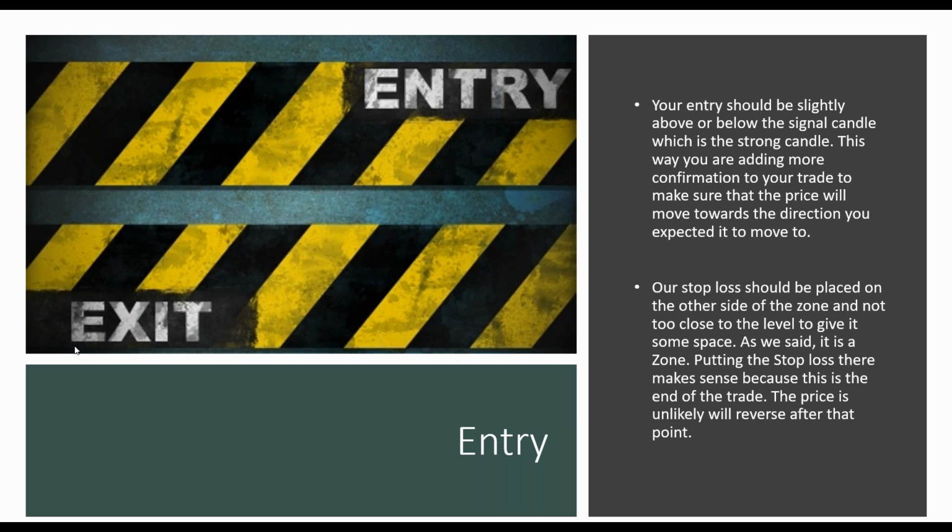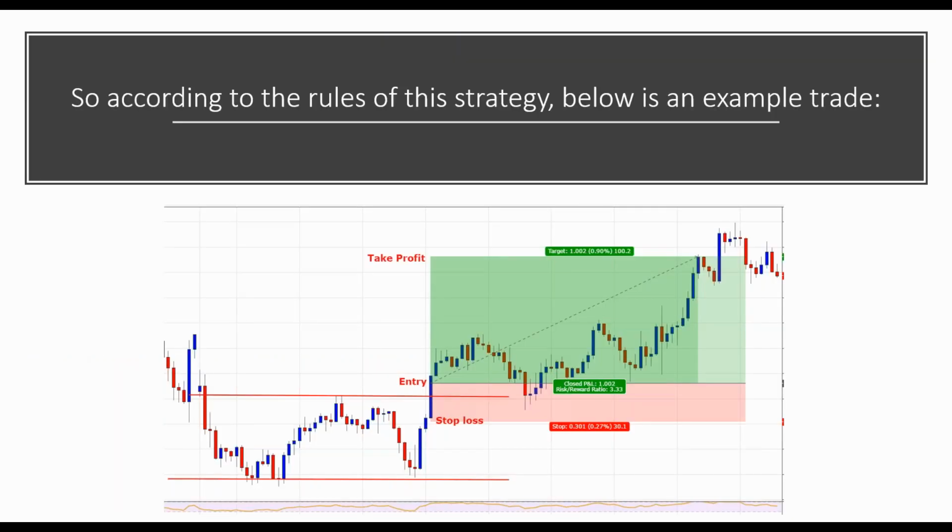the direction you expect. Our stop loss should be placed on the other side of the zone, not too close to the level to give it away, but to give it a little bit of space. So we've given our zone 5 pips. We want to go 5 or 10 pips below the bottom of that zone. Putting a stop loss there makes sense because this is the end of the trade. The price is unlikely to reverse after that point.